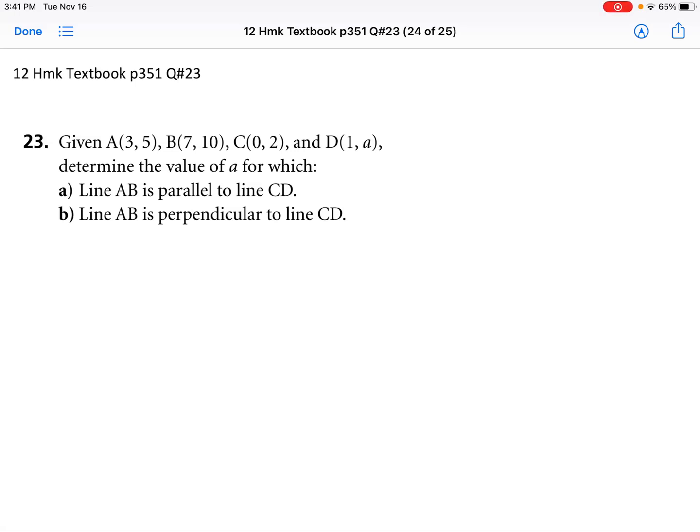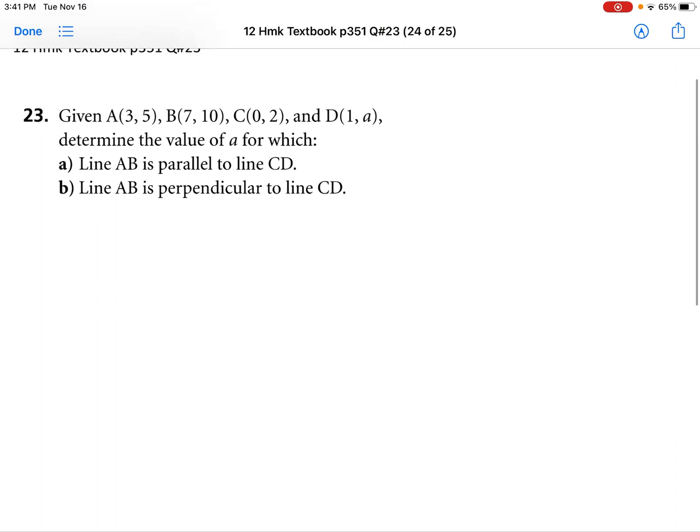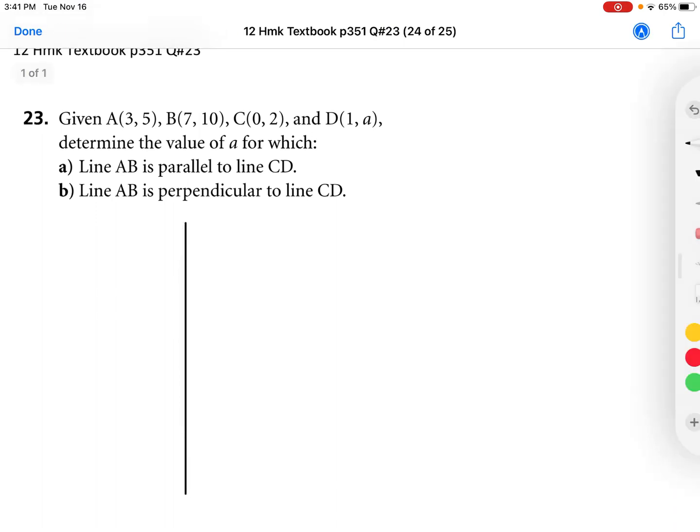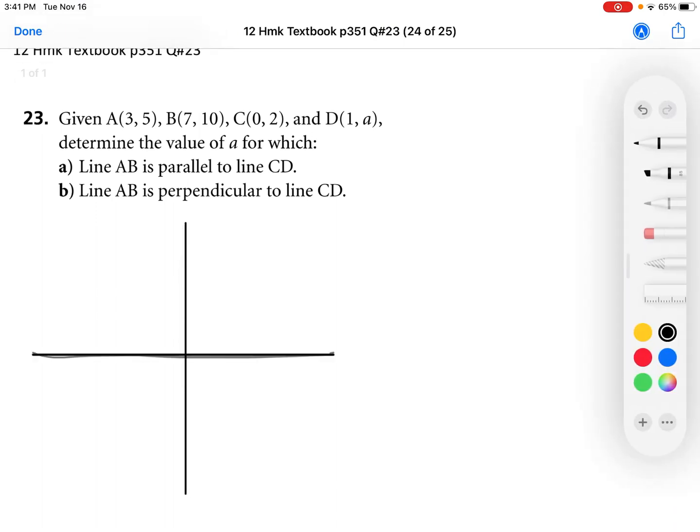So given the points A, B, C, and D, determine the values for A for which AB is parallel to line CD. So we should really have an idea what this looks like. I'm going to draw in my axes, and I'm going to draw in 3, 5, somewhere about here. I'm just kind of estimating. 7, 10 is somewhere about here. Okay, and 0, 2 is maybe somewhere about here.